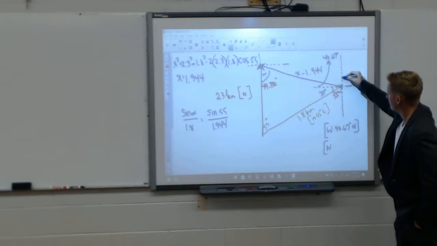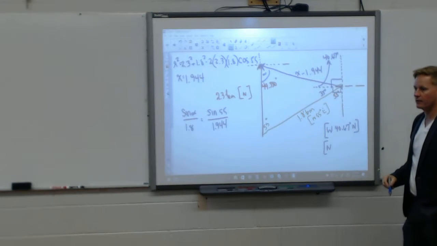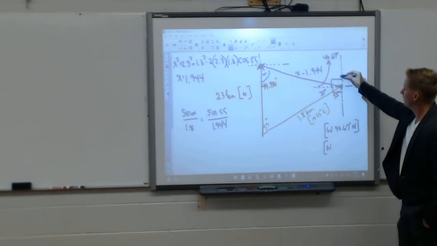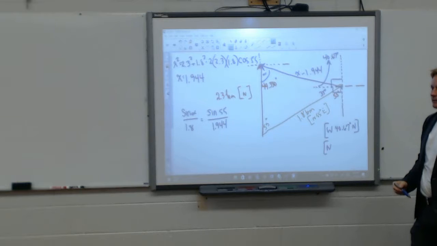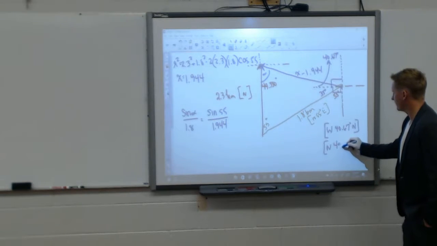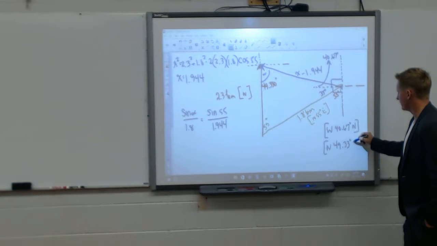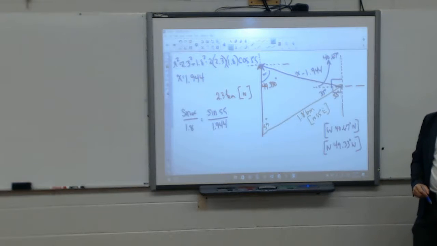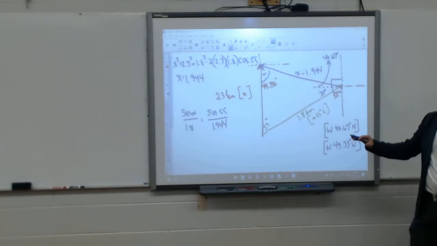this right here, again, is a right angle, right? So if this is 40.67 right here, what does that get? 49.33. 49.33 degrees west. Those are the two solutions that you can have for it. Okay? All right? Any questions yet?